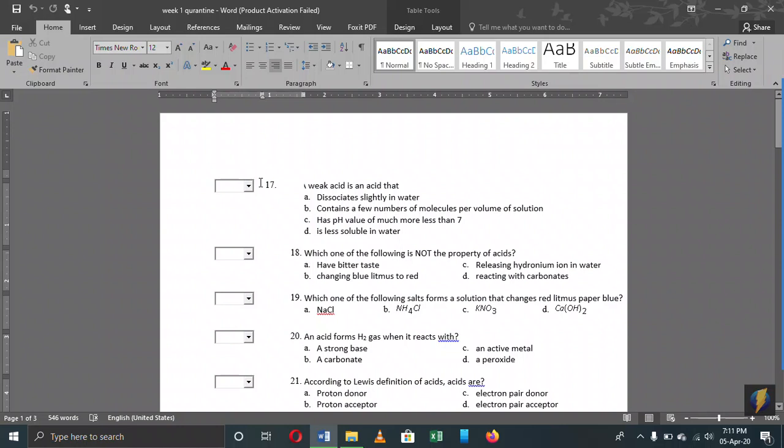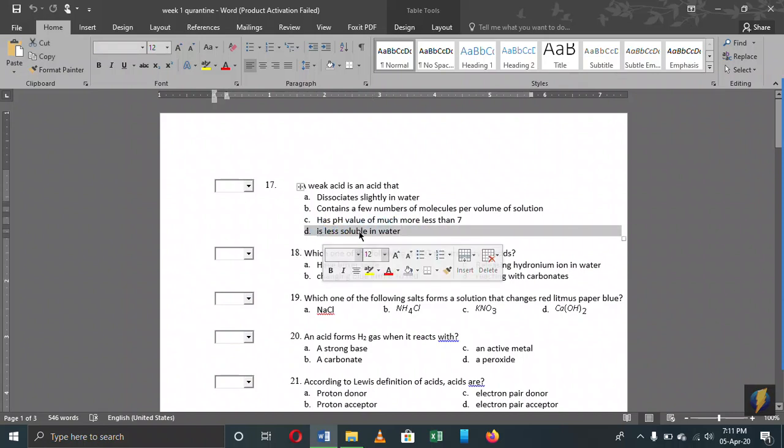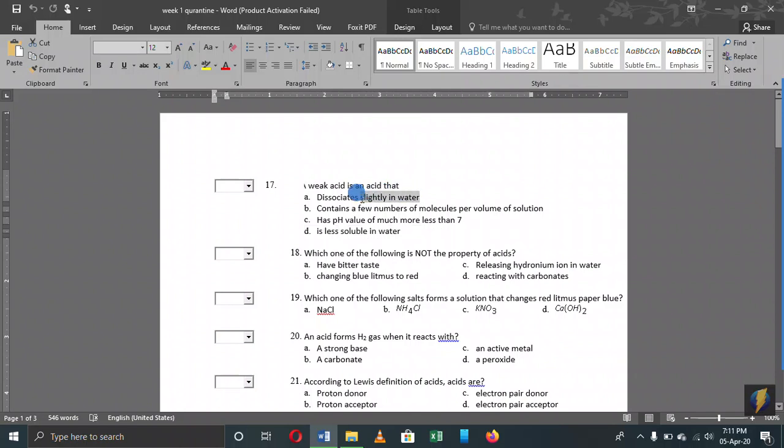It was a quite easy question. A weak acid is an acid that dissociates slightly in water. Now some of you have made the mistake of saying a weak acid is less soluble in water. That's not the case. Most of the acids are soluble in water. When you dissolve them in water, they just get dissolved. They are soluble, but they do not dissociate completely into the water. So that is the answer for 17A.